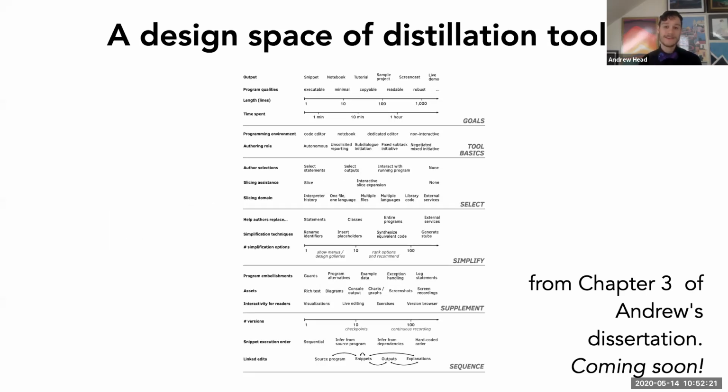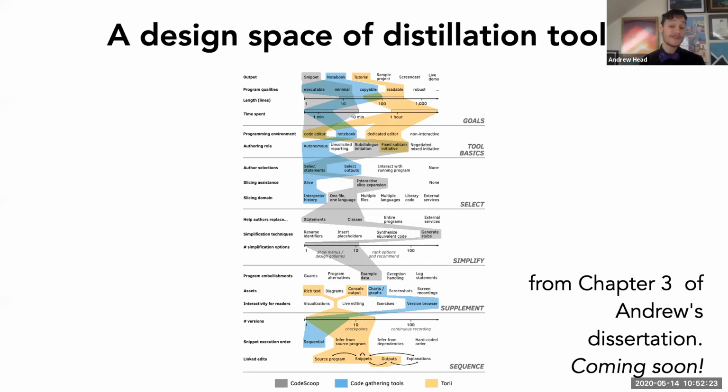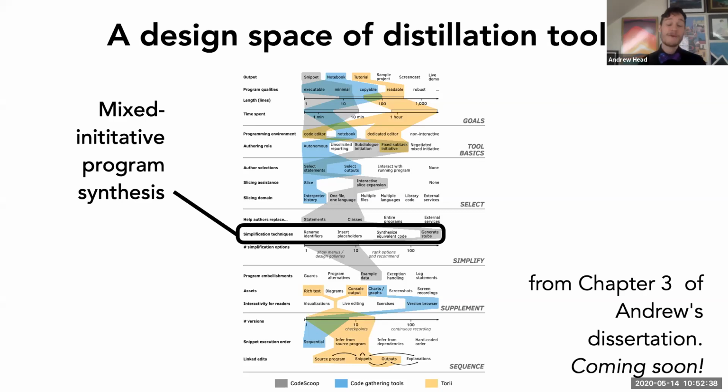Throughout the process of this dissertation, we filled in a large amount of this design space. So the three different colors that you can see here are for the three different tools that we explained. But there's also a lot of white space that hasn't yet been explored that would make really interesting areas for future work. Three of them that I'm particularly excited about is, for instance, thinking about maybe using mixed initiative program synthesis to help authors simplify programs by allowing them to take out big chunks of those programs and automatically synthesizing simpler replacements that can be shimmed in their place.